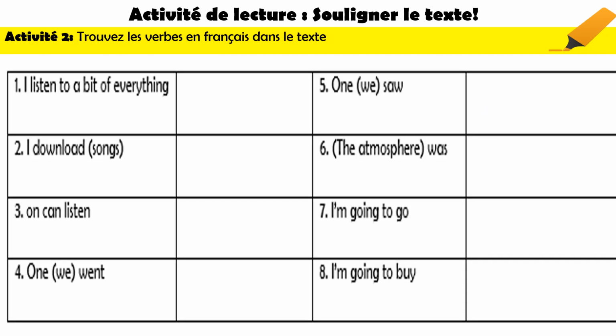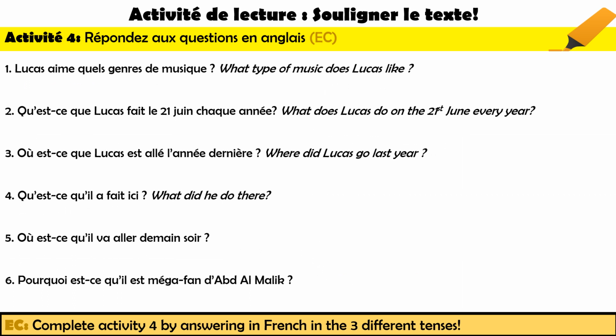Alors, pour activité 2, dans le texte, il y a les 8 phrases que je vous ai données ici. Il faut chercher dans le texte comment dire I listen to a bit of everything en français. Comment dire I'm going to buy en français, chercher dans le texte pour le vocabulaire. Et activité 3, c'est le plus difficile.